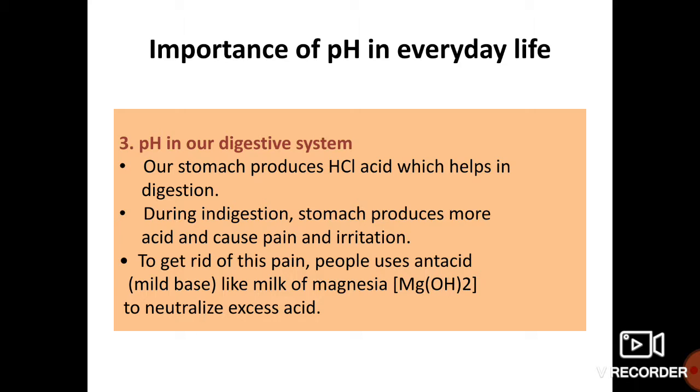pH in our digestive system. Our stomach produces which acid? Hydrochloric acid, which helps in digestion. During indigestion, the stomach produces more acid and causes pain and irritation. To get rid of this pain, people use antacid tablets like milk of magnesia, that is magnesium hydroxide, which usually neutralizes the excess acid in our stomach.